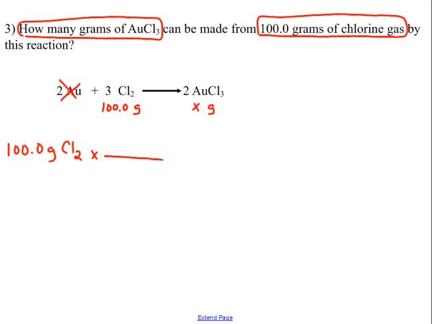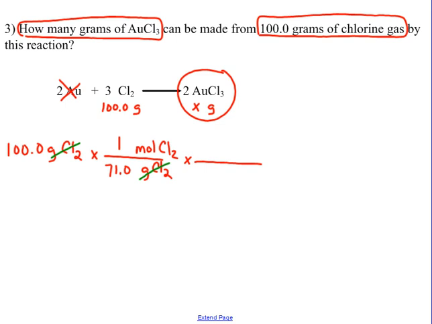The first conversion fraction will get rid of grams of chlorine gas, so grams of Cl2 in the denominator, to moles of Cl2. So the first fraction is a molar mass problem of the original substance, converting that substance to moles. 1 mole of chlorine gas from the periodic table, if we add it up, works out to 71.0 grams. If we left the problem here, grams of chlorine gas would cancel, leaving us with moles of chlorine. But now, that's not what we're seeking. We are seeking grams of gold chloride. So we have to keep going.